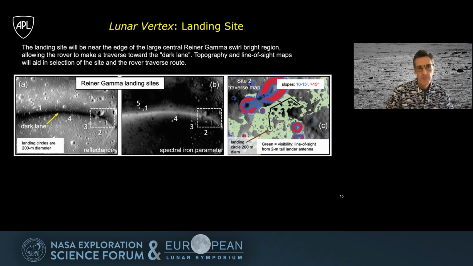Our landing site will be somewhere near the edge of the large central bright swirl region at Reiner Gamma. This will give the rover the chance to make a traverse toward, into, and hopefully across the so-called dark lane that is adjacent. We're still in the process of examining potential landing sites and traverse routes, but we think we can drive at least half a kilometer and maybe as much as 1 to 2 kilometers.